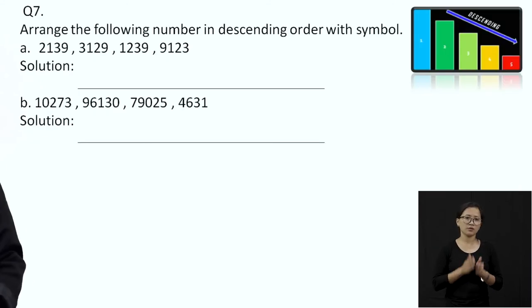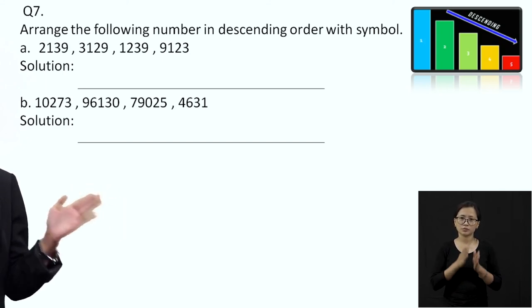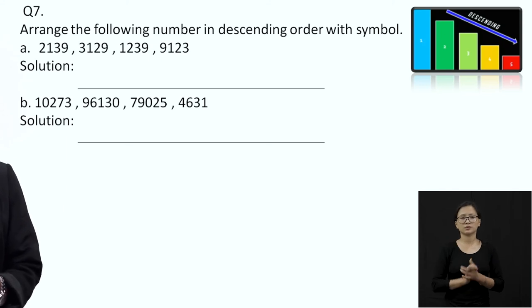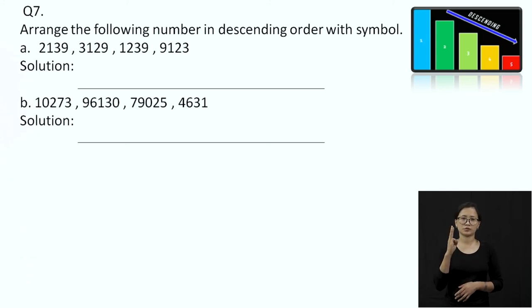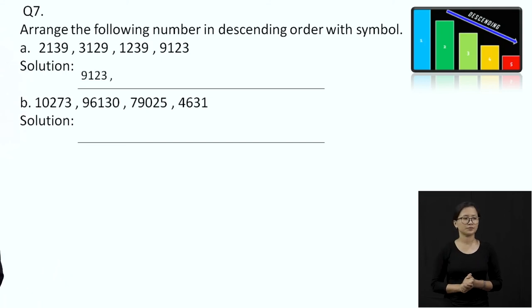So arrange the following in descending order with the symbol. Here again, the picture represents the descending order. So we will arrange the numbers from the bigger to the smaller number. So here you have 2,139, 3,129, 1,239, 9,123. So here you have 9,123, which is greater. Next, you have 3,129. Next, you have 2,139. Next, you have 1,239.